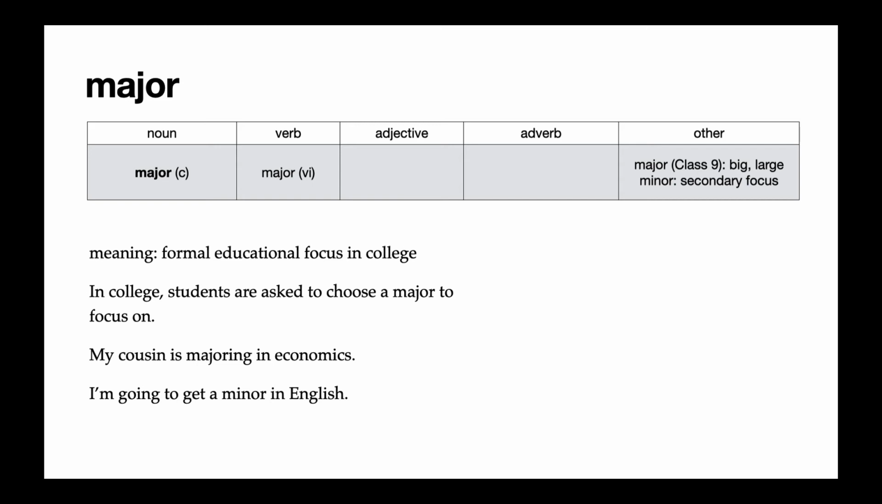And the third example shows the word minor, which is a secondary focus. Your degree will show your major, and in some schools, you can additionally get a secondary certificate of some kind to show that you studied a smaller number of classes in a different subject. So this last example says, I'm going to get a minor in English. So in class 9, we also had major as a vocabulary word, and then it was an adjective to mean big or large. So these two words are related, but in this class vocabulary, major is used as a noun.